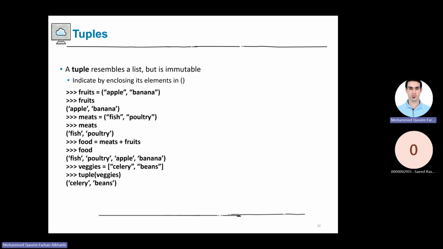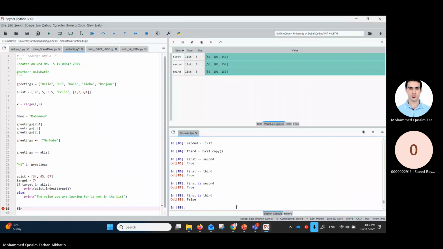So fruits equal apple and banana. In this case, it's a tuple. The only difference from lists, which use square brackets, is that here we have parentheses for tuples. Meats, fish, poultry, and so on. So you can append them, but you cannot change any of their contents. Let's have a quick example, then we will go to the summary and finish the lecture.